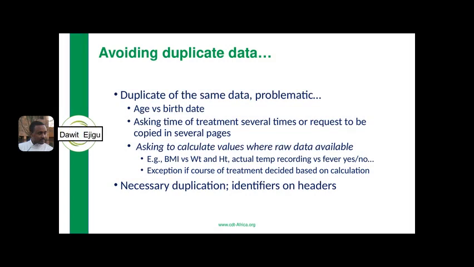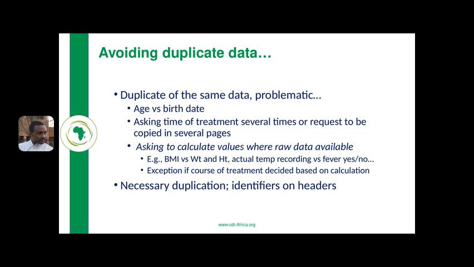An example of collection of duplicate data resulting in problems is age versus date of birth. If one part of the CRF asks about age, and date of birth is requested in another part of the CRF, then this is almost always going to result in discrepancies. Another example is asking time of treatment several times, or requesting it to be copied on several pages. This will also result in problems.